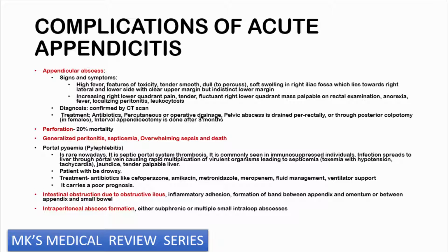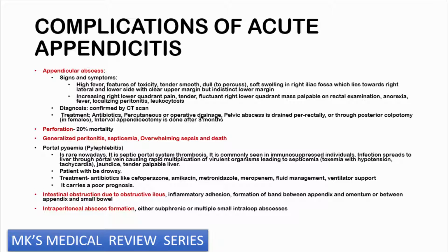Diagnosis may be confirmed by a CT scan. Treatment involves antibiotics, percutaneous or even operative drainage. Then the pelvic abscesses can be drained per rectally or through the posterior colpotomy in females. Then you may also do an interval appendicectomy after 3 months. You may also get perforation as a complication. You may get generalized peritonitis, septicemia, overwhelming sepsis, and death.